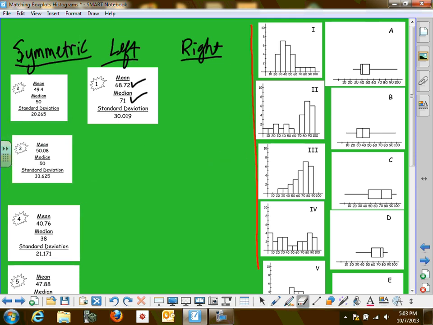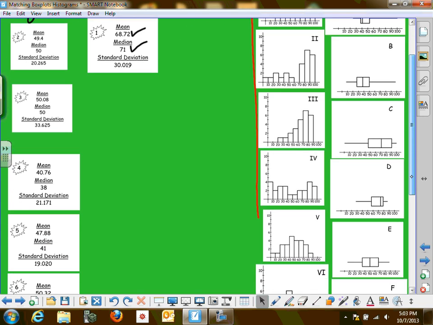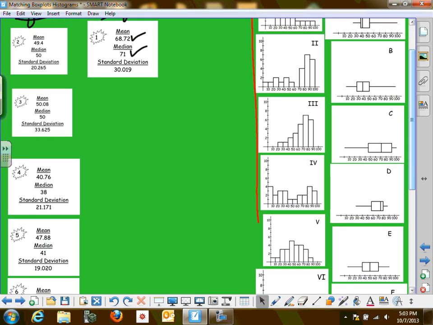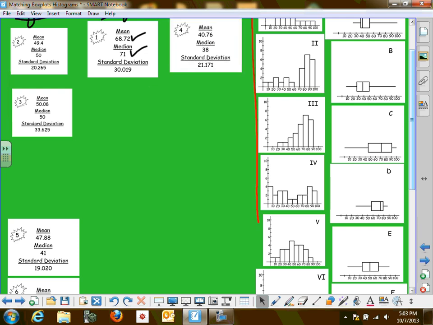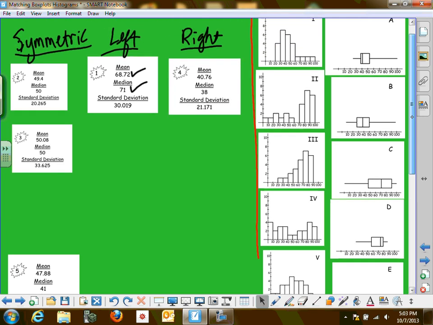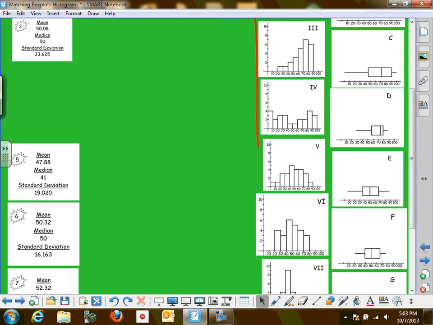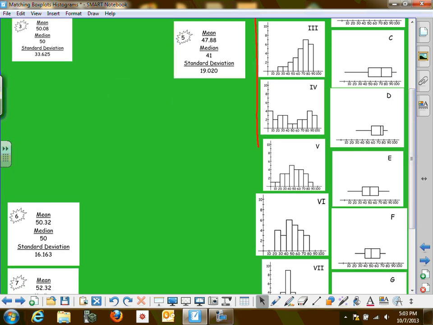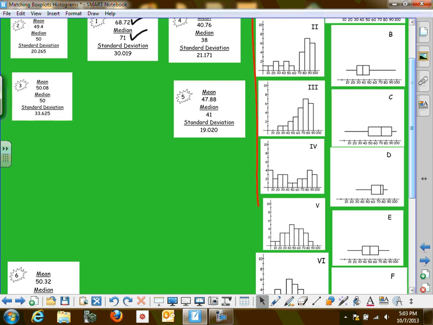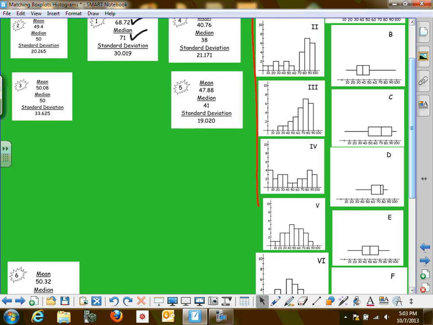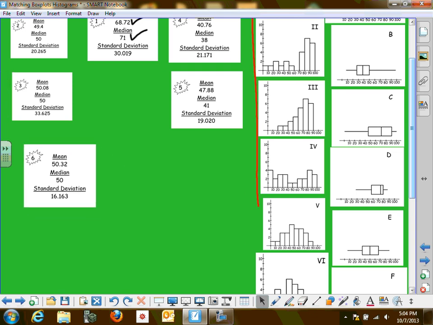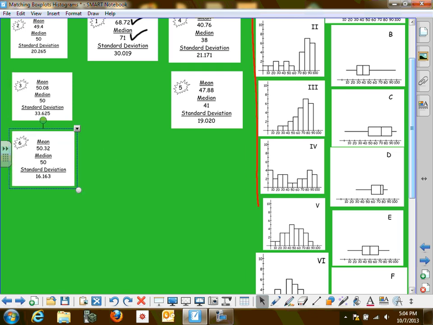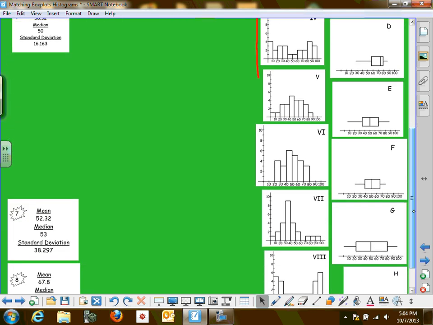Okay, so then I'll just keep on going through my list and comparing the means to the medians. Here's a mean that is higher than the median, so I think that's going to be in my skewed right. Okay, let's check this one out. Oh, this one is very much larger. The mean is very much larger than the median, so that's going to be in my skewed right. This mean is 50.32 and the median is 50. Those are pretty close together, so that one may be a little bit more on the symmetric side. So I'm going to put that right there for now.